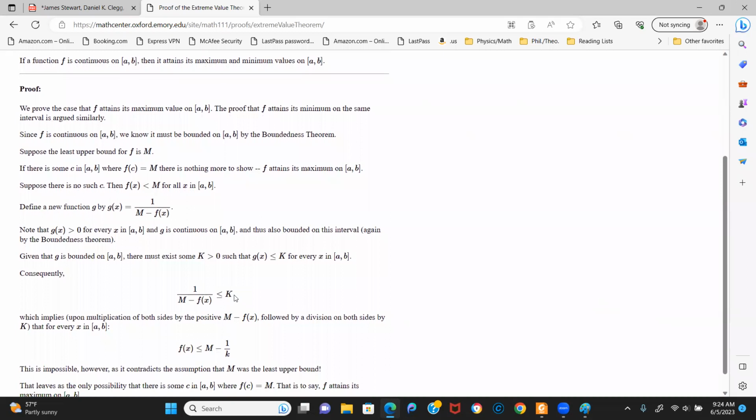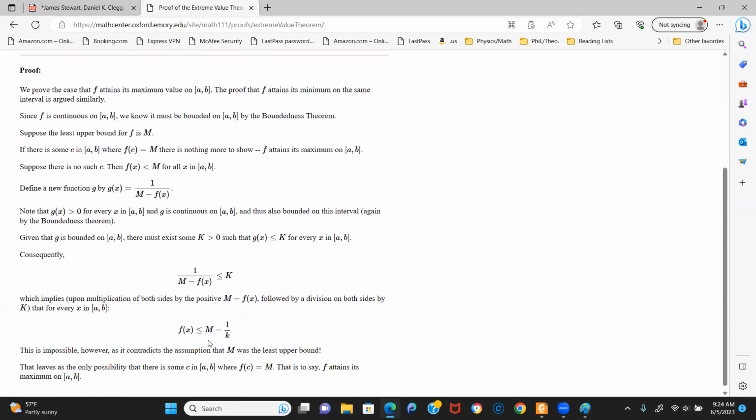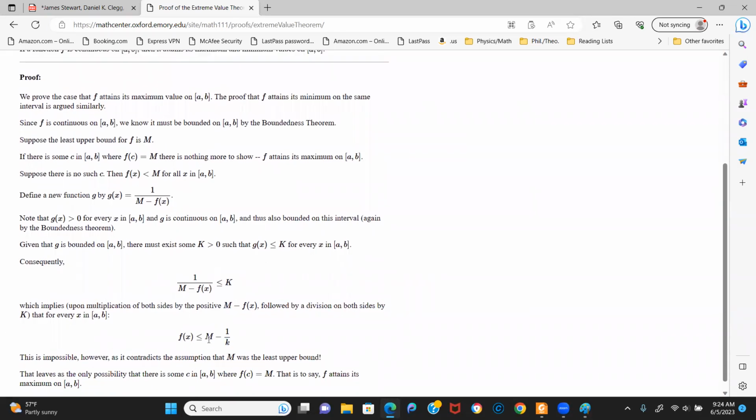Now, if you rearrange this inequality, do some algebra, as I say here, upon multiplication of both sides by this positive number, m minus f of x, followed by division on both sides by k, what you'll get for every x is that f of x is less than or equal to m minus 1 over k. This is a typo, this should be capital K, but who cares. But why is this impossible? Why is this the contradiction?